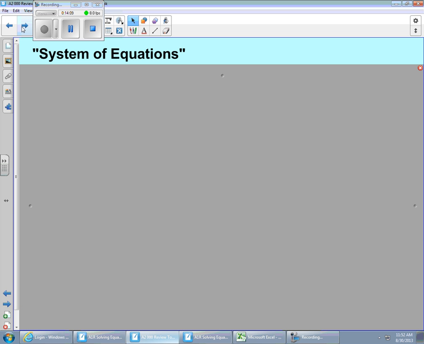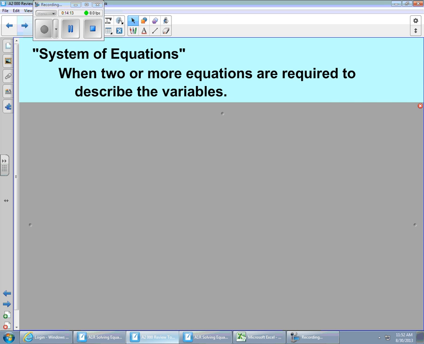Okay, system of equations. All right, system of equations is something we're going to deal a whole lot more with in Algebra 2. In Algebra 1, you mostly deal with one equation at a time. You did get into some systems toward the end, but a system of equations is when two or more equations are required to describe the variables. And basically the need for a system of equations depends upon how many variables you have in the problem. Typically, you need at least as many equations as you have variables.